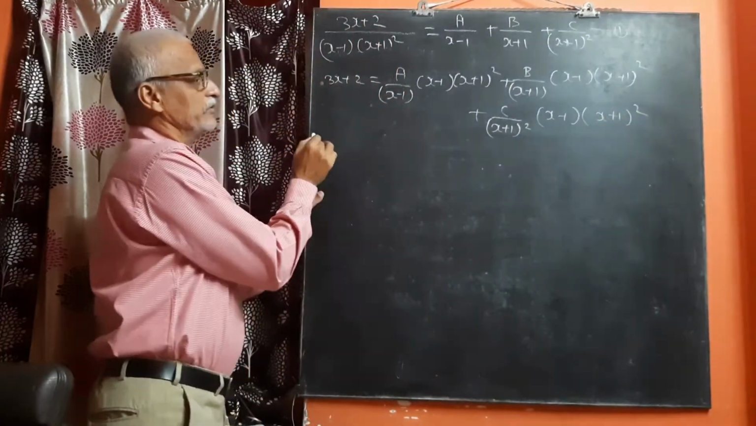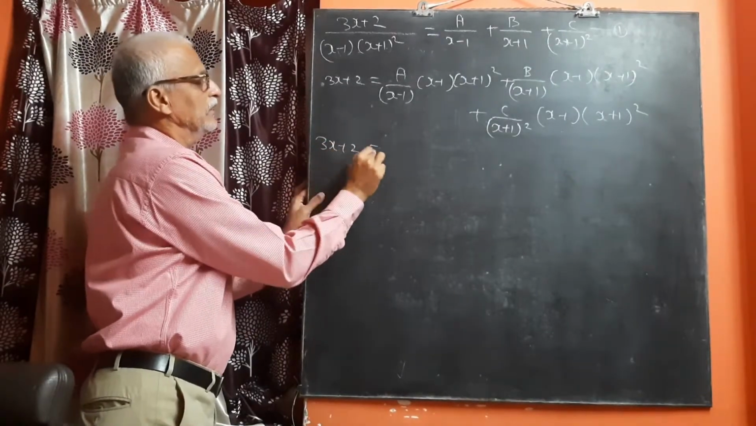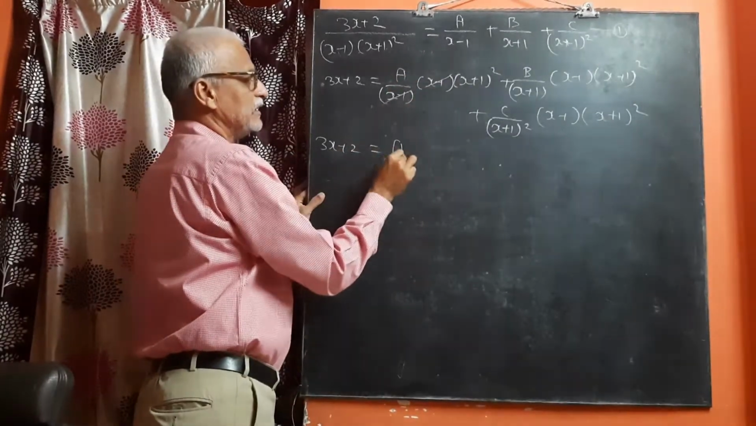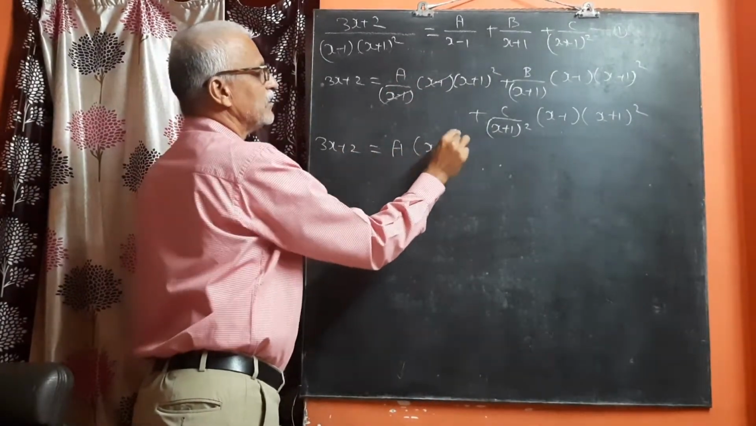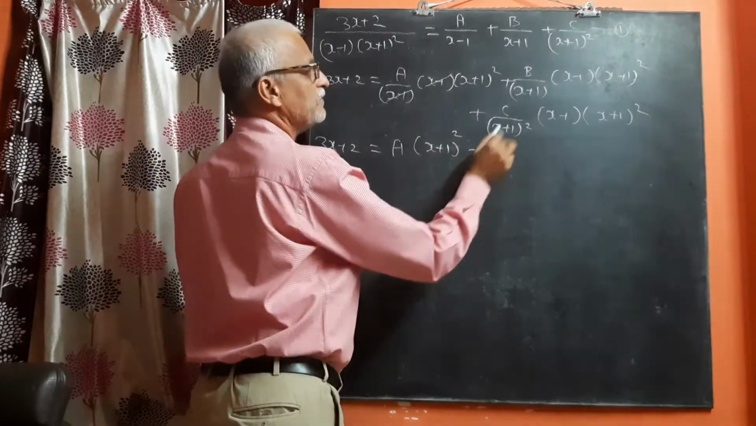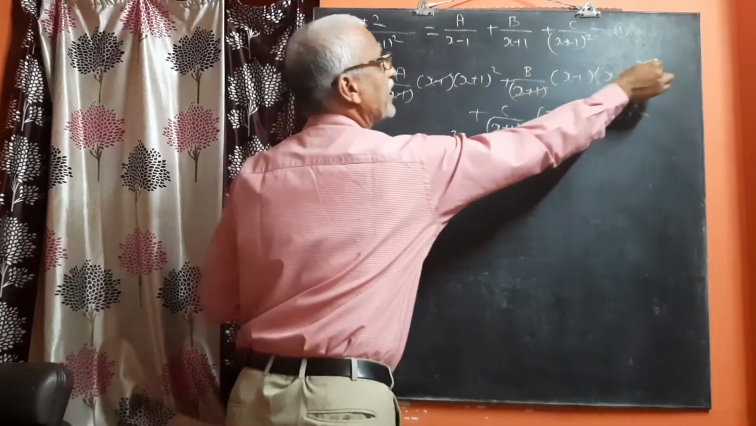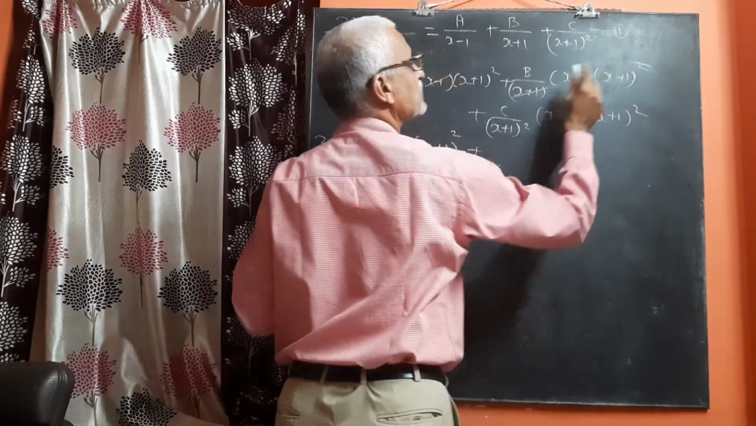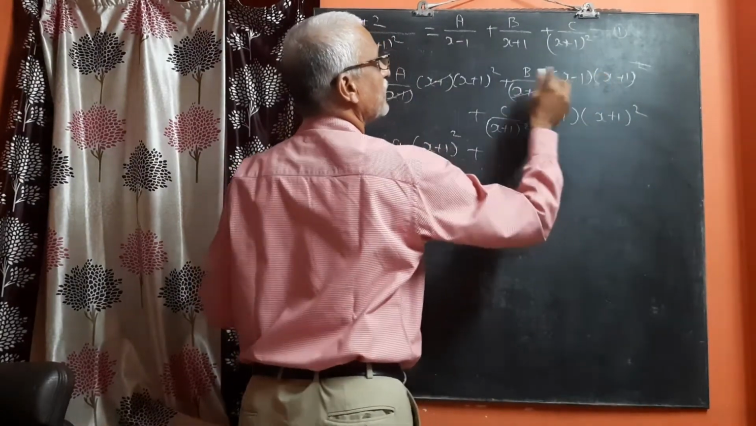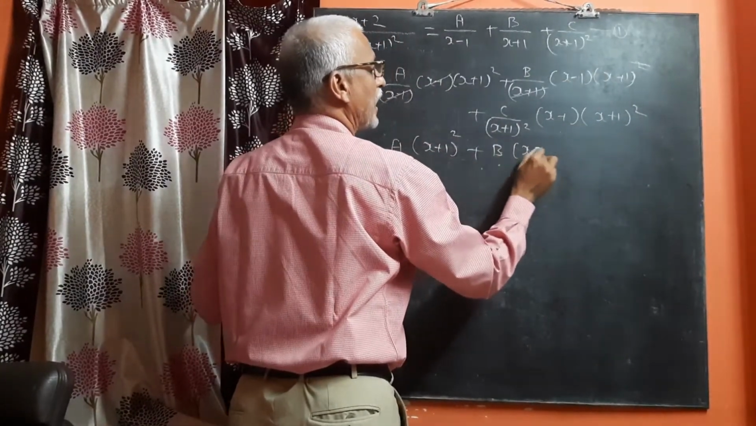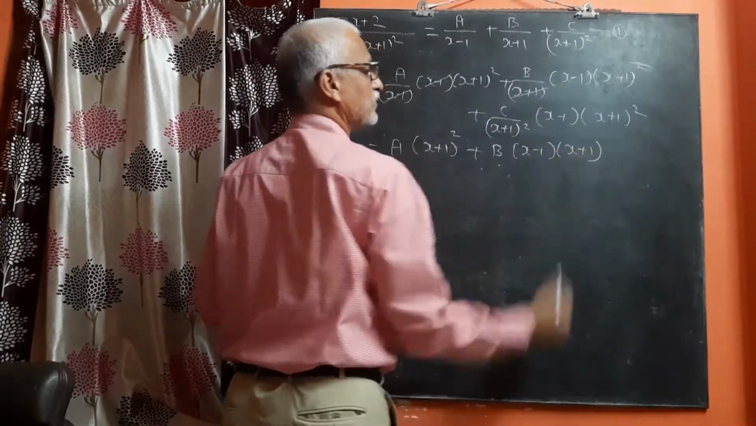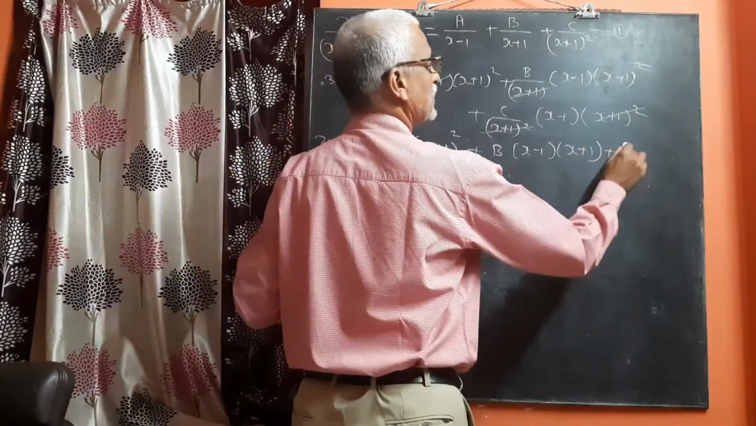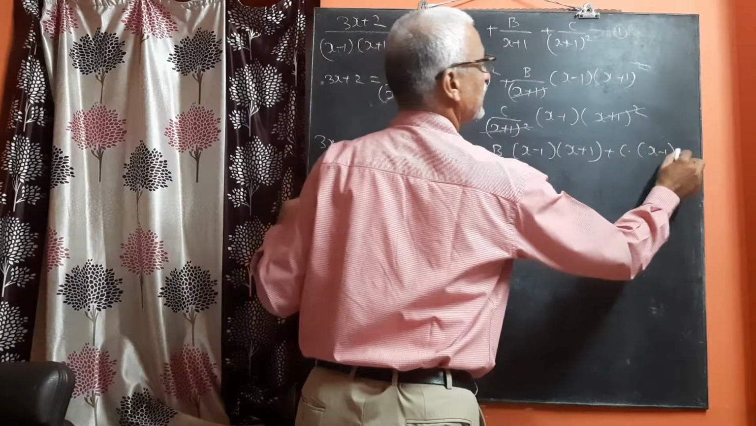So we'll get 3x plus 2 is equals to, x minus 1 gets cancelled. What remains? There is a into x plus 1 the whole square plus, x plus 1 and this square gets cancelled, the square cancelled the same. What is remaining? X minus 1 into x plus 1. This is x minus 1. B into x minus 1 into x plus 1. X plus 1 the whole square gets cancelled. So plus c into x minus 1. Let us say this is equation number 2.